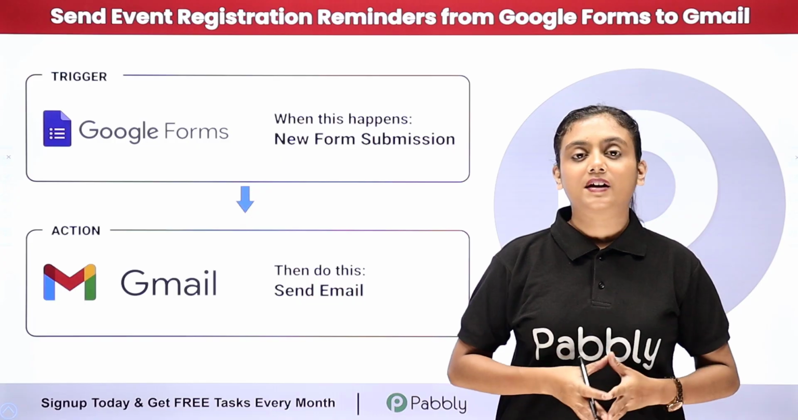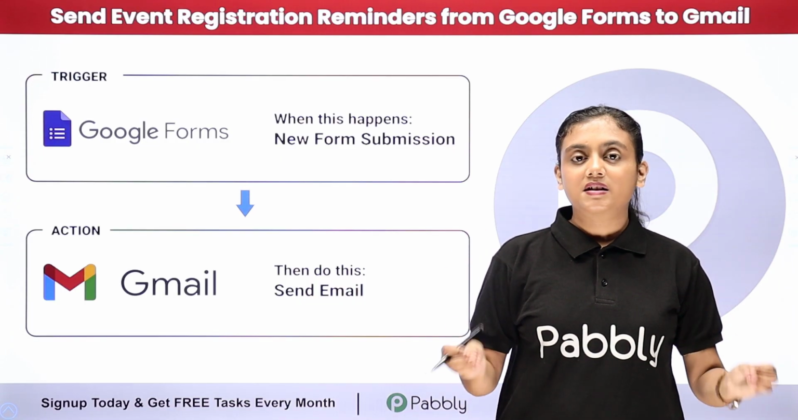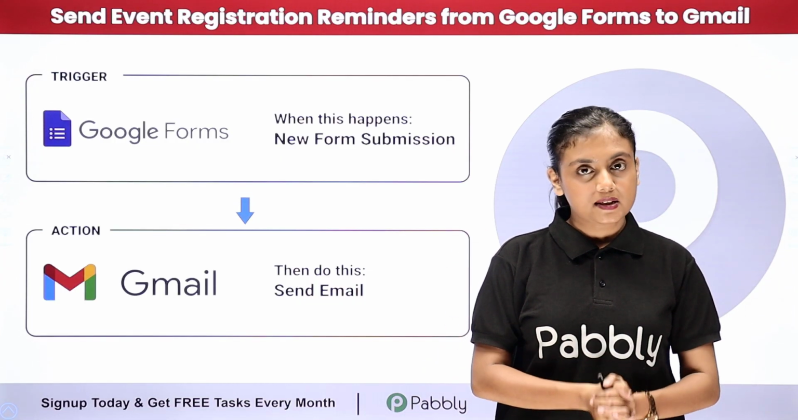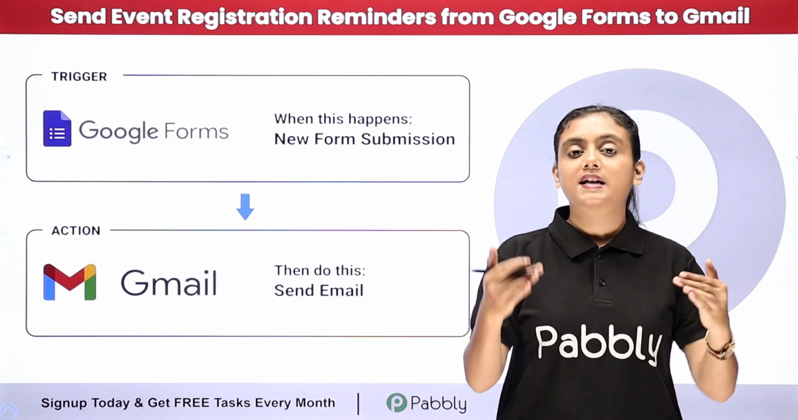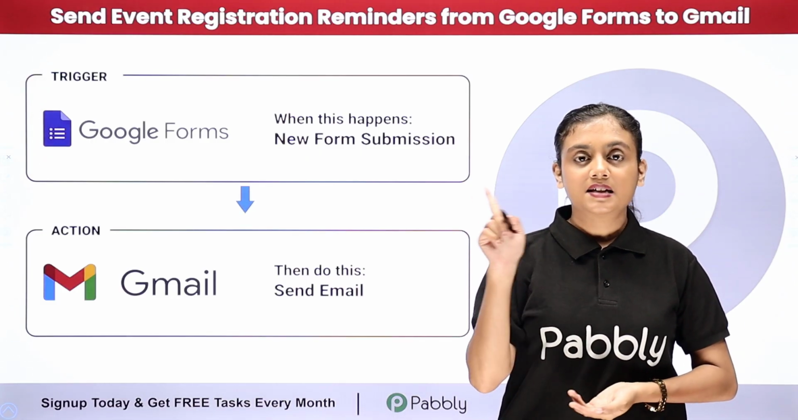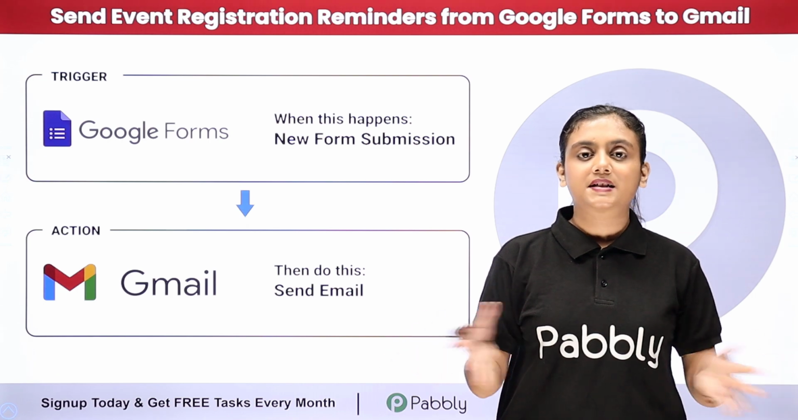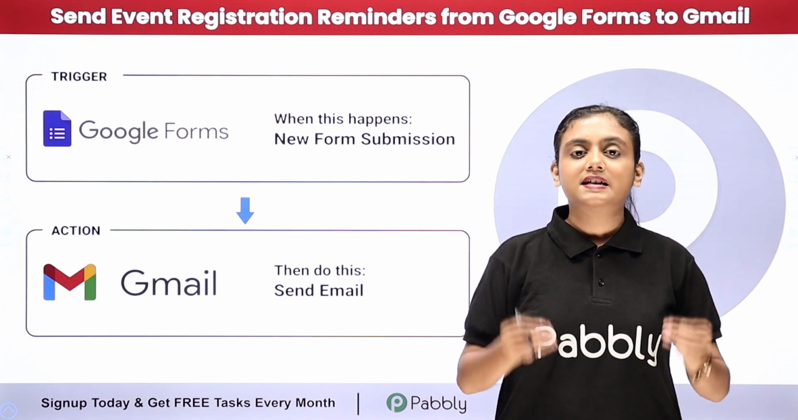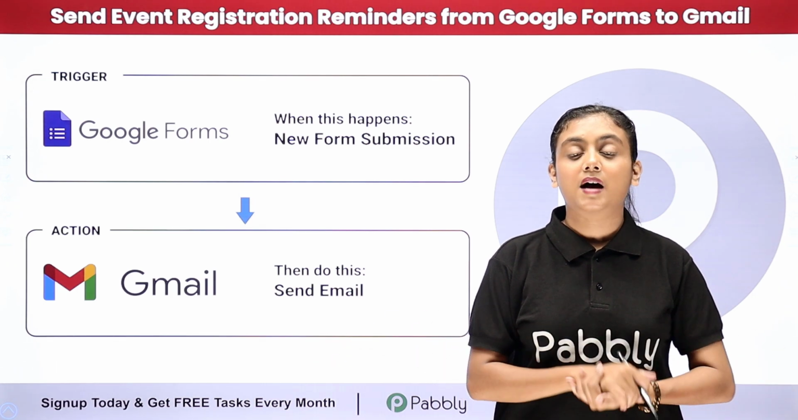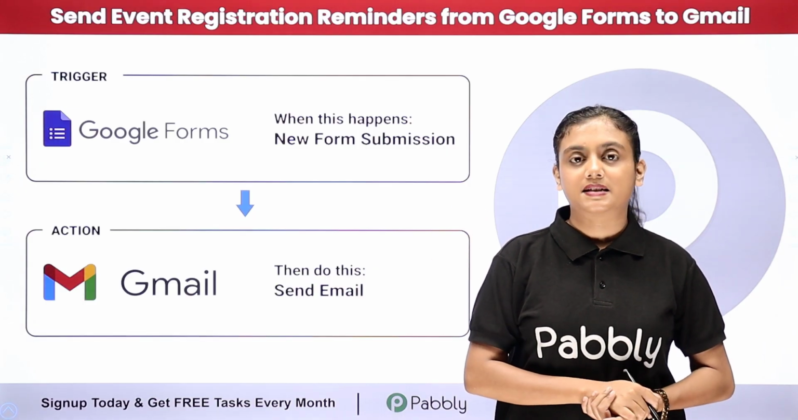I have recently organized an event. The registrants are registering with the help of the form submission using Google Forms. Towards them, I want to send reminders 7 days before the event as well as a day before the event. Now, sending these reminders to multiple registrants manually is a very time-consuming and hectic process.